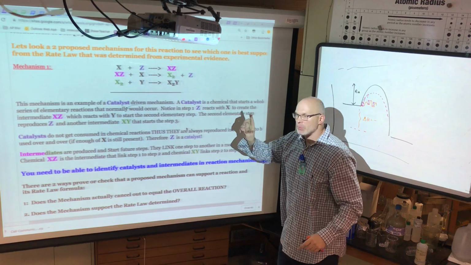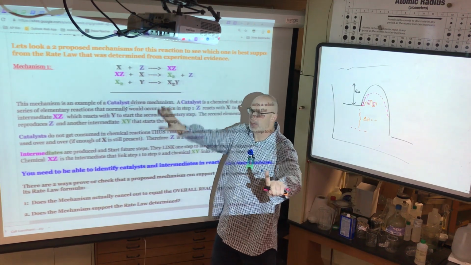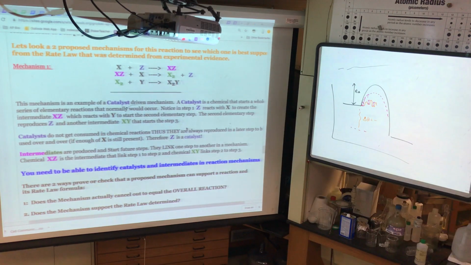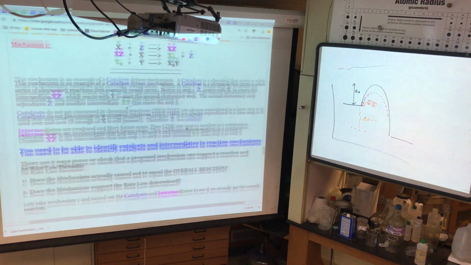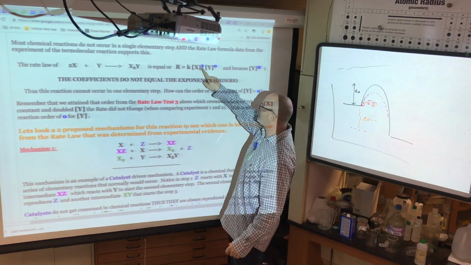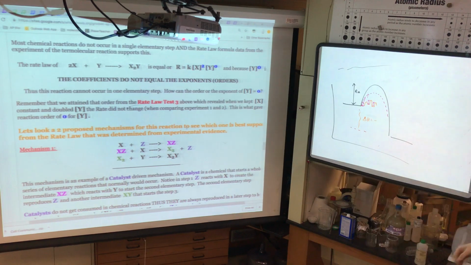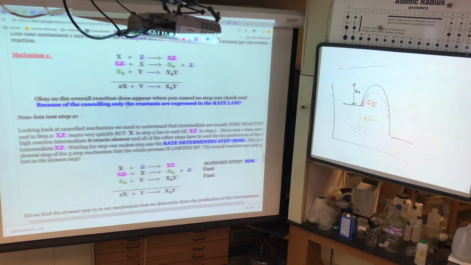Now, we already found that this cancels out to the overall. That's one way to say that this could be. The other one now is, most importantly, do those series of steps lead to the rate order? What's the rate? What were the rates? We got it. X to the 2, Y to the 0. We've got to see if that does. So what we do is we have to use some analysis. Let's go back to our analysis here.